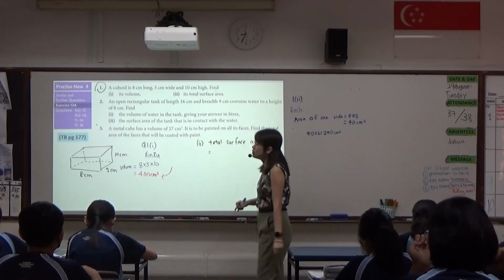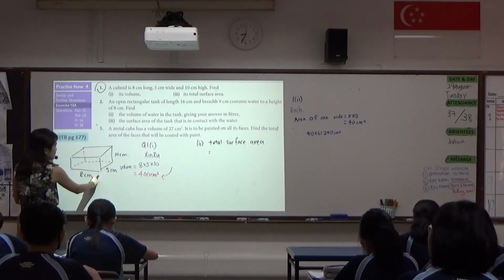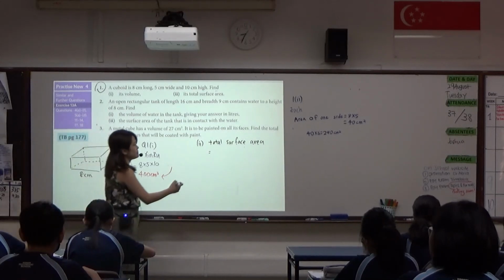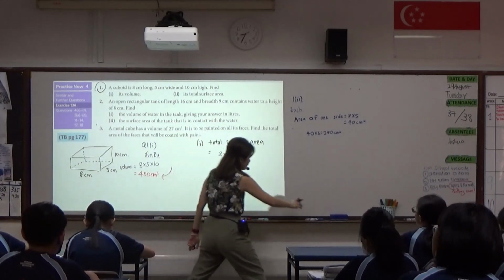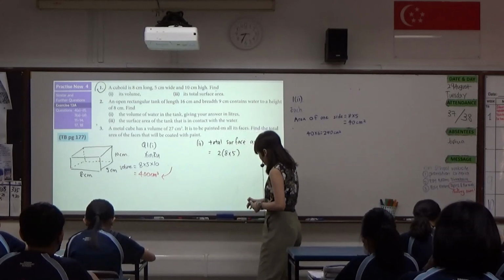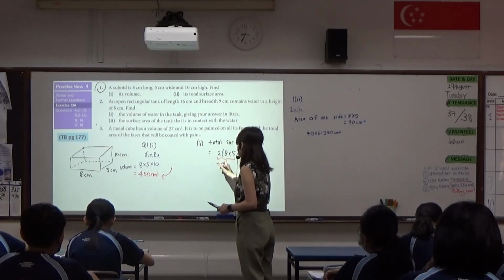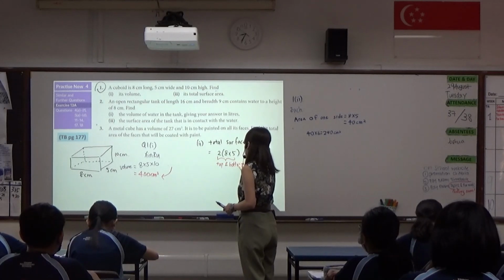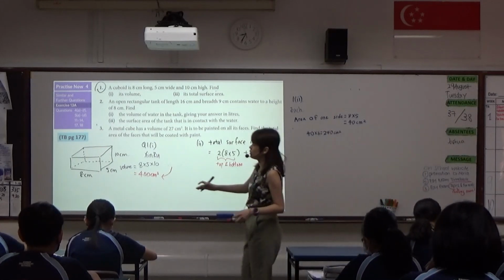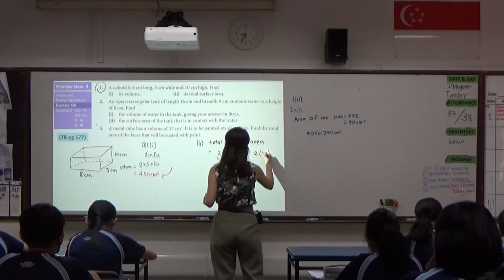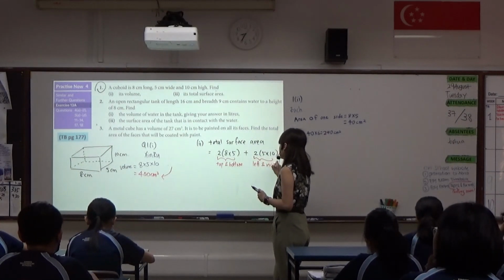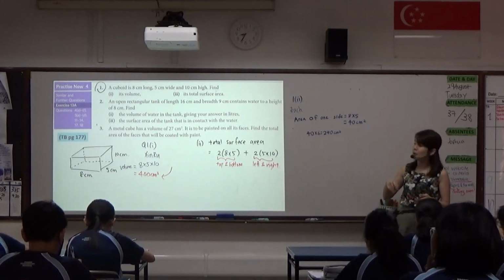To find the total surface area, maybe we consider top and bottom first. Then that will be 8 times 5. And the bottom is also a rectangle of the same size. So we will do 2 times 8 times 5. So this is my top and bottom. Followed by adding the left and right, which will be 5 times 10.